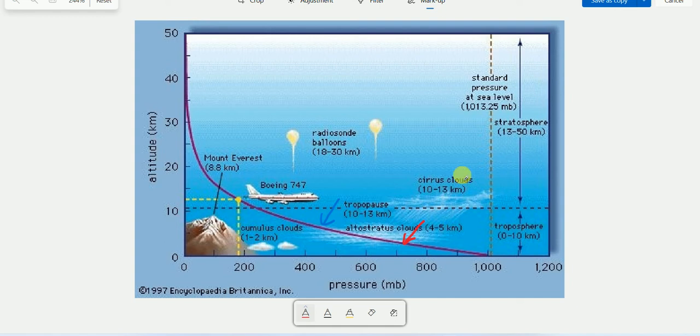Here this layer is the troposphere, and here we have the stratosphere. Within the troposphere the rate of decrease is very, very rapid. Just see the graph here, it is going like this, and after that it is gradual.